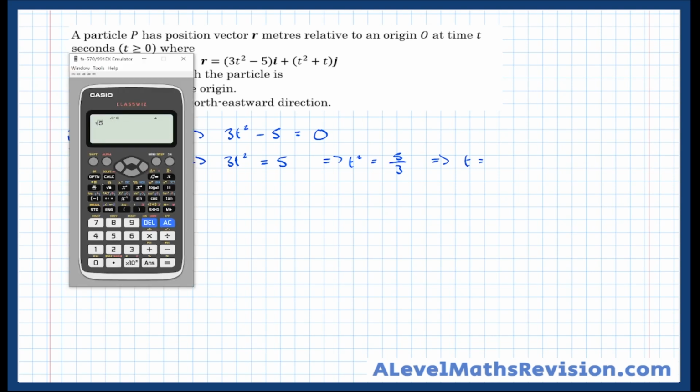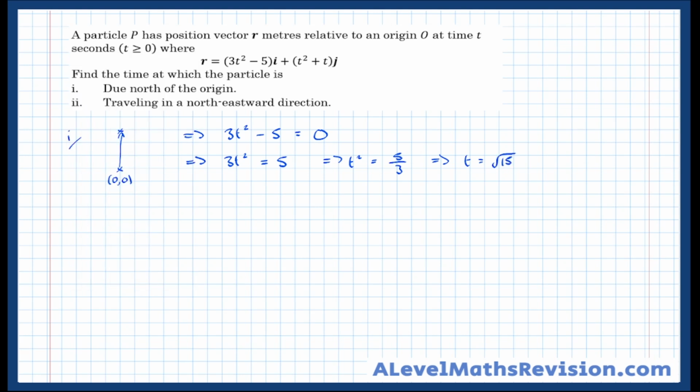the root of 5/3 is root 15 over 3 seconds. And plus or minus is technically correct. However, we're going to discard the negative one because the time starts at 0. We can see there time is greater than or equal to 0, since t is bigger than or equal to 0. So there it has position directly north of the origin.